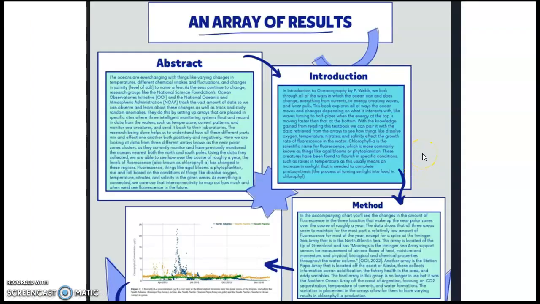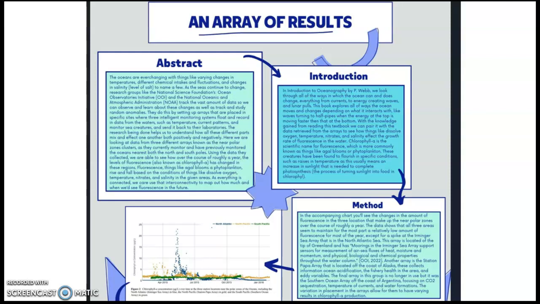From there, we're going to move on to the method. So the method we use in this is in the accompanying chart. You'll see the changes in the amount of fluorescence in 3 locations that make up the near polar zones. Over the course of roughly a year, the data shows that all 3 areas seem to maintain, for the most part, a relatively low amount of fluorescence for most of the year, except for the spike in the Irminger Sea array that is in the North Atlantic Sea.